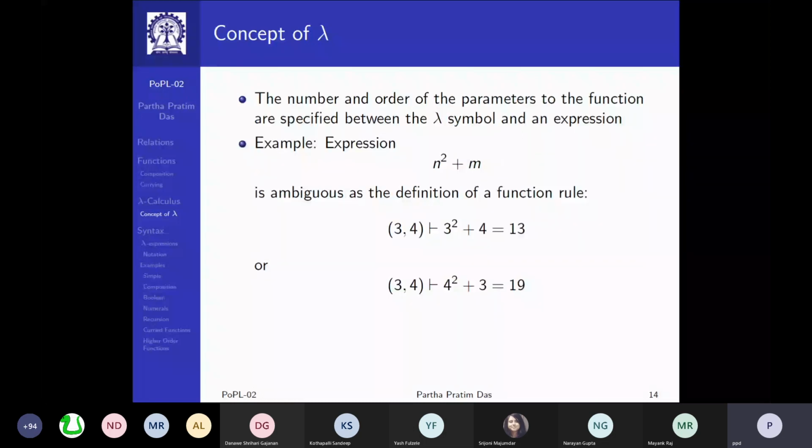Okay, now let's look into a little bit of the issues that we'll get into. Suppose a function has 2 parameters, say n square plus m. Naturally, for application it will require 2 values, say 3 and 4. Now the question is, how do you do this replacement? Would you replace 3 for n and 4 for m? If you do that, you get 13. Or you would replace 3 for m and 4 for n, and you get 19. So that order is important, right?